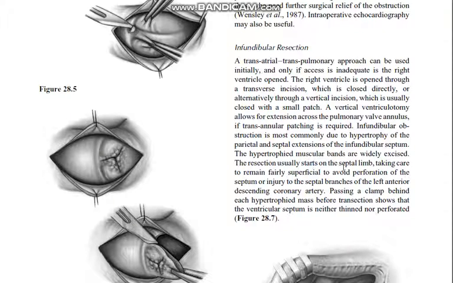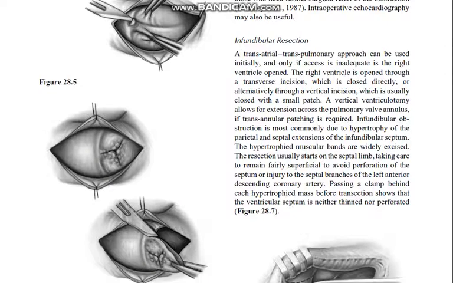The resection usually starts on the septal limb, taking care to remain fairly superficial to avoid perforation of the septum or injury to the septal branch of the left anterior descending coronary artery. Passing a clamp behind each hypertrophied muscle mass before transection shows that the ventricular septum is neither thinned nor perforated. Figure 28.7.